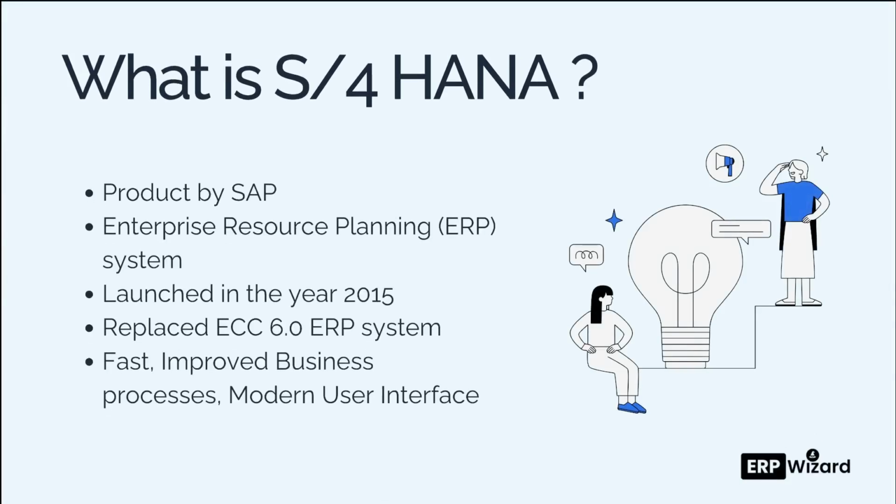S4HANA is a product by the company SAP. It is their next generation ERP system launched in 2015. Now it represents a significant upgrade from the older ERP system that it replaced, which was called the ECC 6.0. Just like a car upgrade, right, which brings in new features and enhances performance, S4HANA brings in improvements and innovative capabilities compared to the older SAP ECC system.